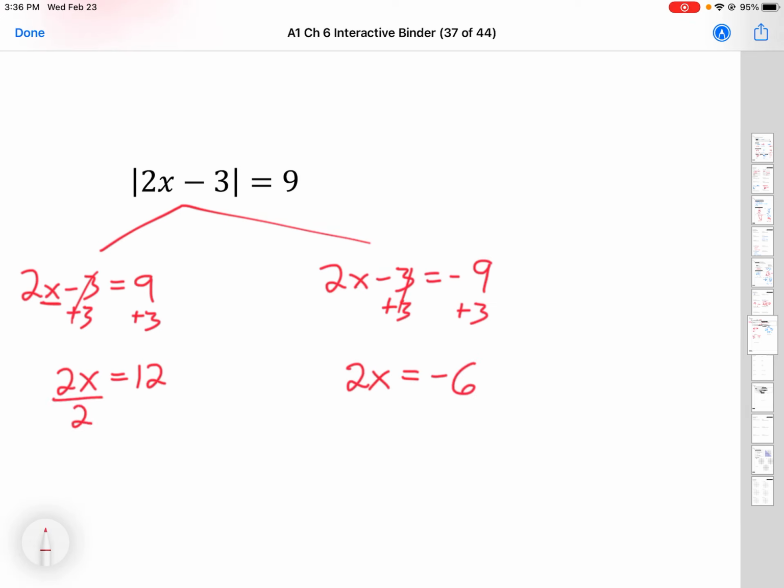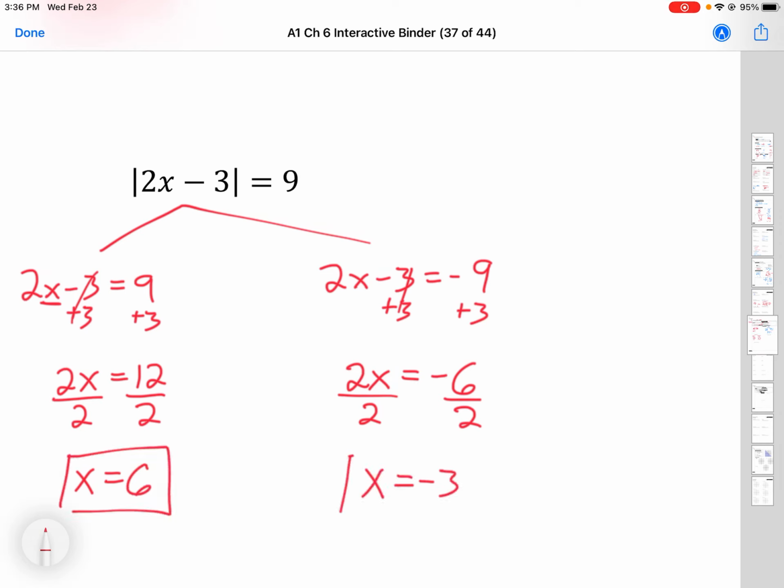And my last step, I can divide by this 2 to get rid of that 2, and I get x equals 6, and I get x equals -3. All right, so I get 2 answers there. You could work them down to separate equations, or you can kind of work them together like I did there. Notice again, you could plug these in to make sure you get the right answer.